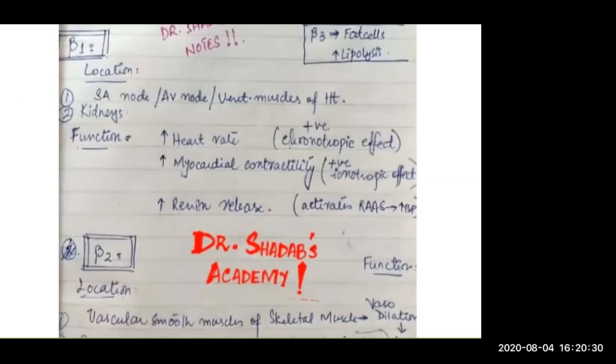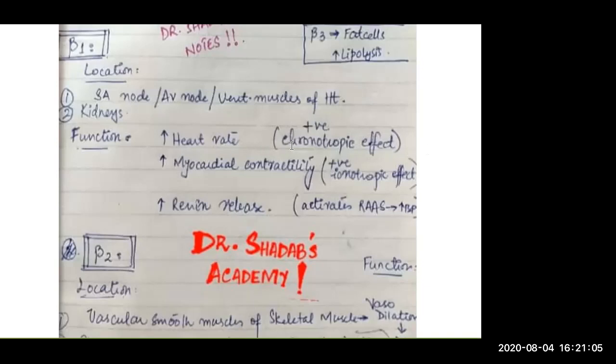Now at this particular level, grab this concept: there are three terminologies which we use, particularly when we will be studying cardiac pharmacology. I will not be using these terminologies: heart rate, myocardial contractility, and the conduction, also conduction velocity. I will not be using these three words. I will be using chronotropic, inotropic, and dromotropic.